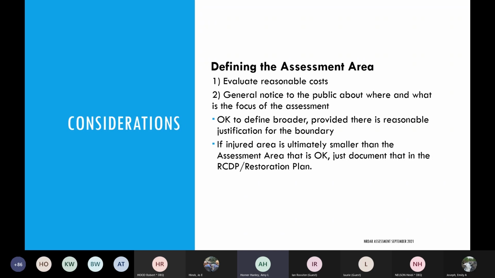The same thing, and I think this happens more often, is if the injured area is ultimately smaller than what you've put in your assessment plan, that's okay. Just be able to justify it and support it and say, hey, we looked at the data and it's actually smaller. It's in this area where we were able to document evidence of injury.